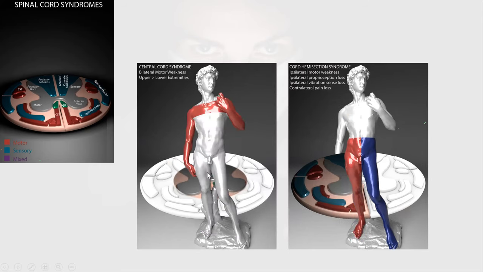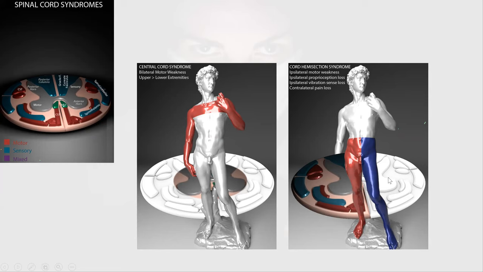For central cord syndrome, you will have what's called a jacket lesion. Central cord syndrome, due to syringomyelia or any reason, gives you bilateral motor weakness, upper extremities more than lower extremities. Why? Because the upper limb fibers are found medially, and this will be affected more, but the lower limb fibers are found laterally and will be affected less.